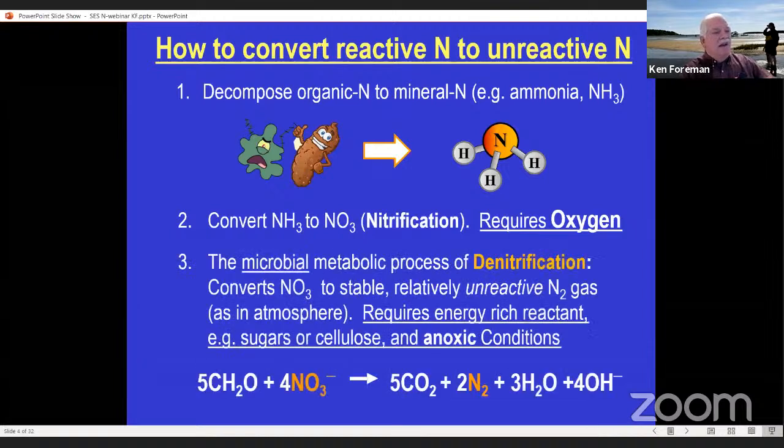So the process of removing nitrogen, or converting it from reactive to unreactive form, we call denitrification. We begin with nitrate, so that's why we need this nitrification step. And then if we have anoxic conditions, which are the result of the decomposition of high energy compounds like sugars and cellulose, there are microbes that use that high energy compound and the nitrate as an oxidant in the process, converting that organic carbon to CO2, releasing CO2, and converting the nitrate back to this unreactive, stable, inert, as Jim mentioned, N2 gas.